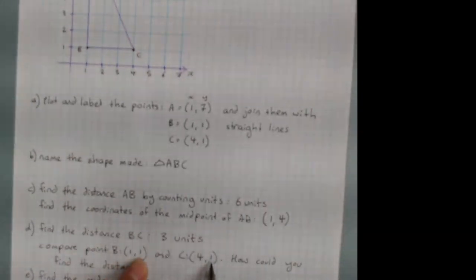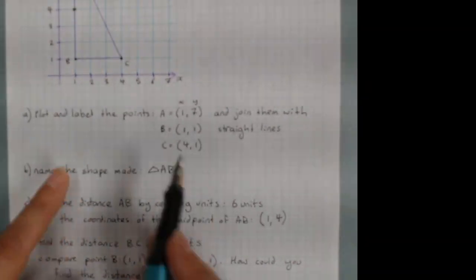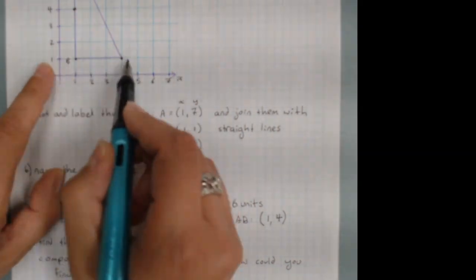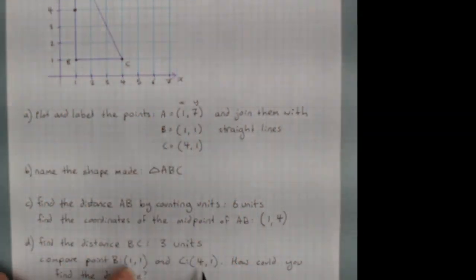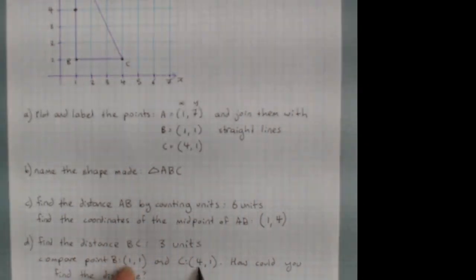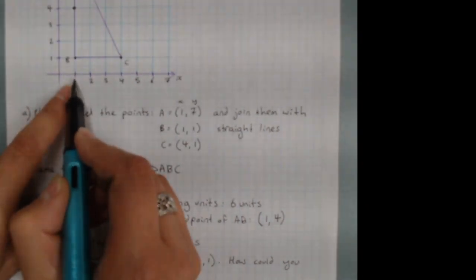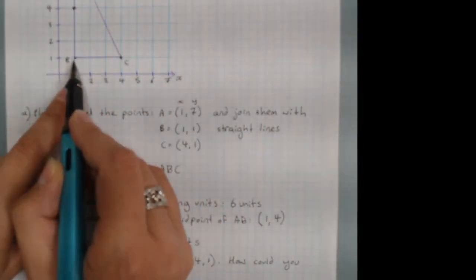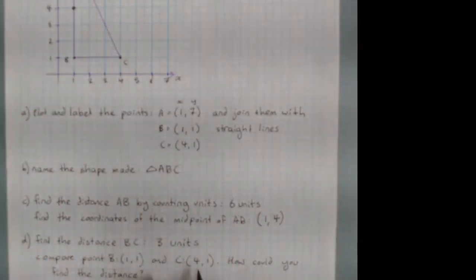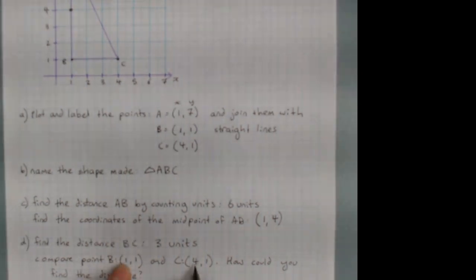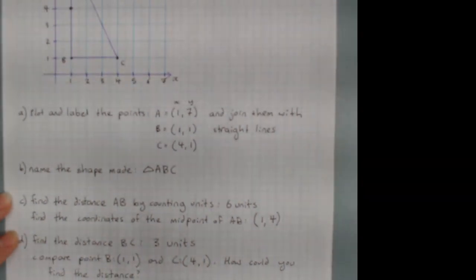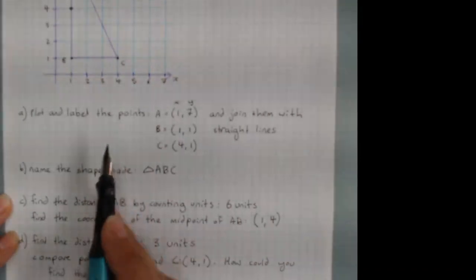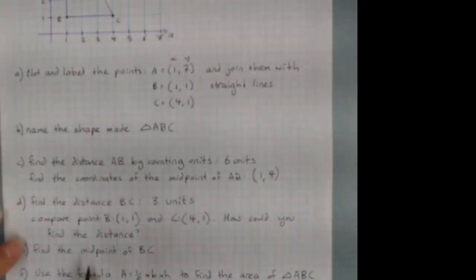The y values here are the same, which says that they're on the same horizontal line. So the distance is the difference in the x values, the difference between 1 and 4. 1, 2, 3, it's 3. The ones where the difference is 4 minus 1, the distance is 3 units. So we could find that distance without having the graph.